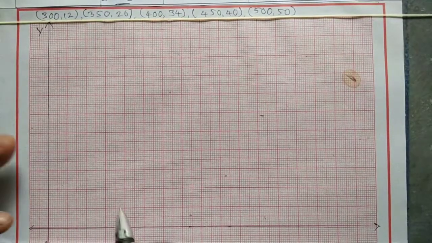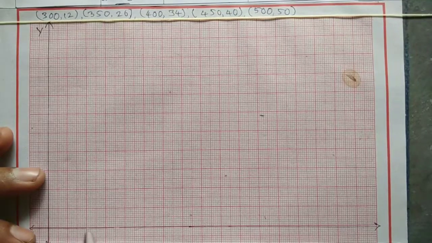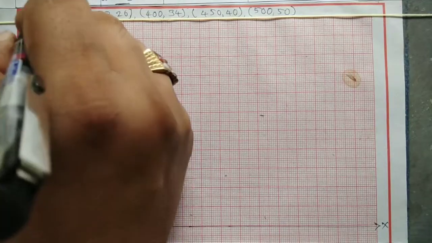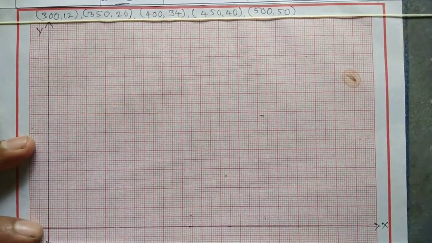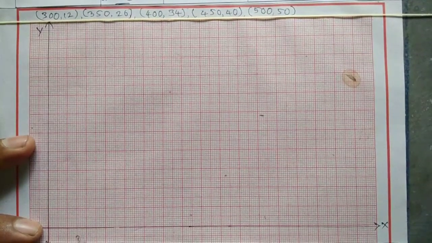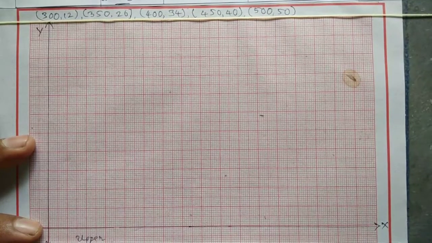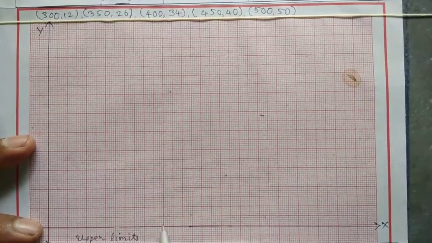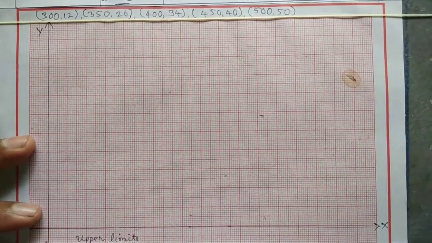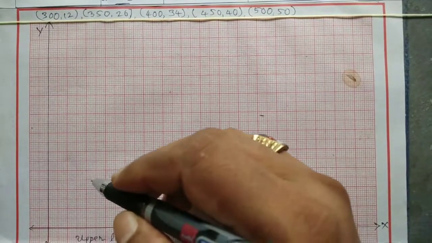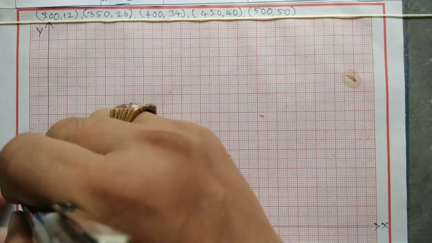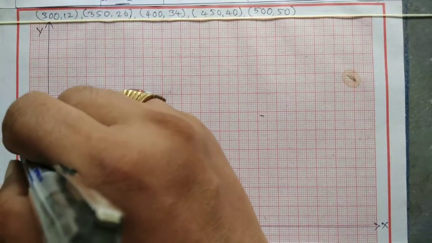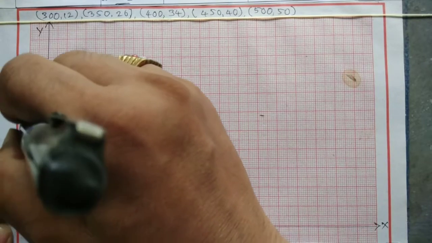Now we mark the upper limits on the x-axis. This is the x-axis, this is the y-axis. Upper limits on the x-axis, and cumulative frequency on the y-axis.